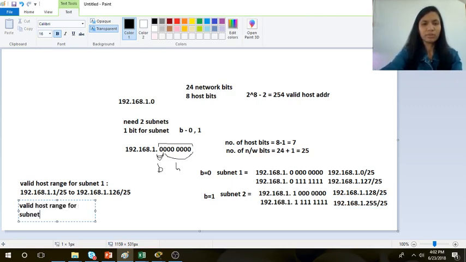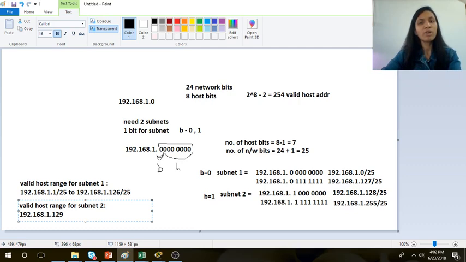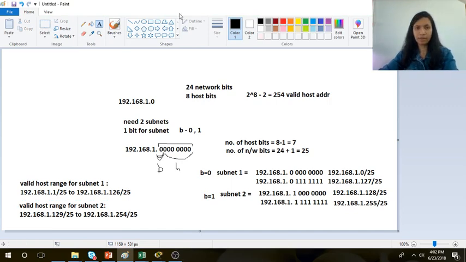And hence you can say your valid host range for subnet 2 would be from 192.168.1.128, or rather 129, because 128 is reserved for the network address. So the next one can be used for your host. So you have got 192.168.1.129/25 ranging up to 192.168.1.254/25. So this is how you can create subnets.